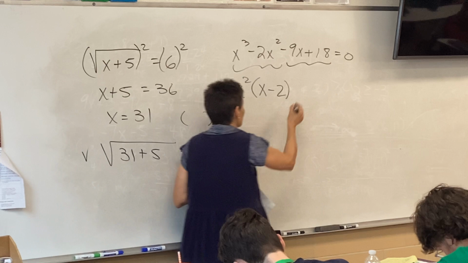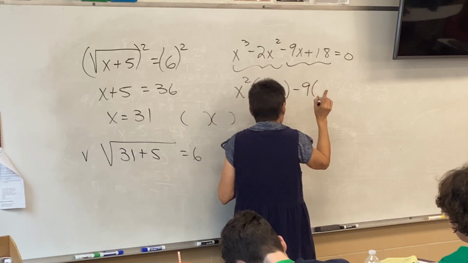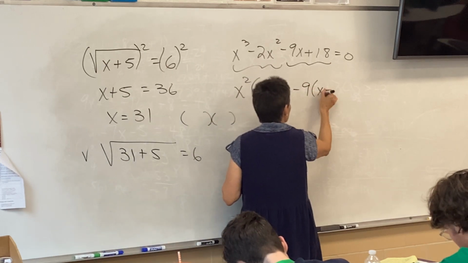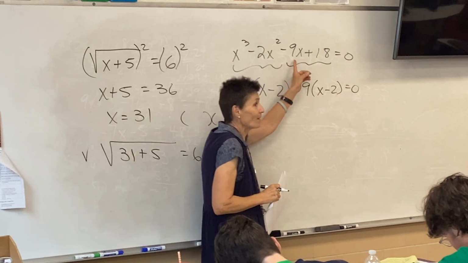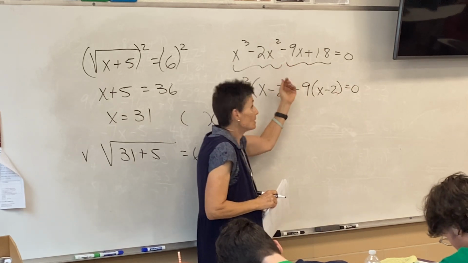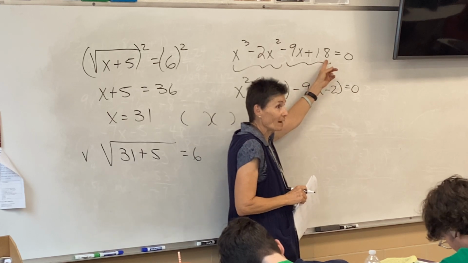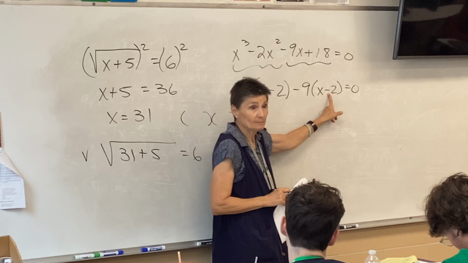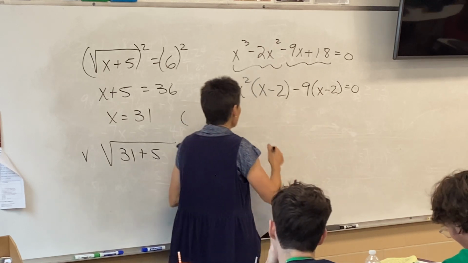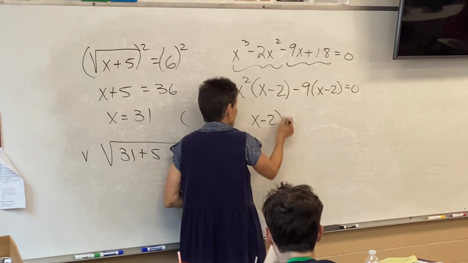-9. And that also is going to leave me with x minus 2. Now, guys, remember, you're dividing out a -9. What's positive divided by a -9 is going to be a negative, right? So those match the x minus 2's.